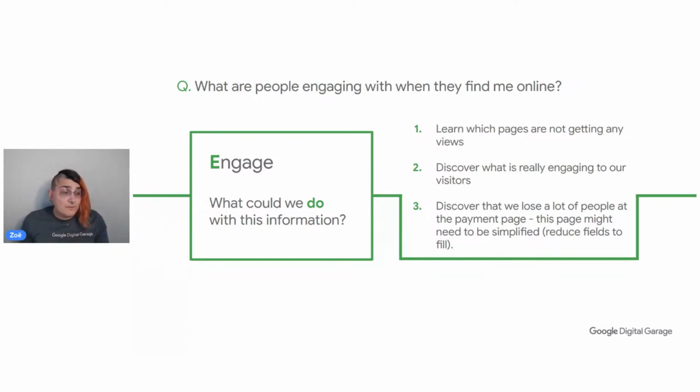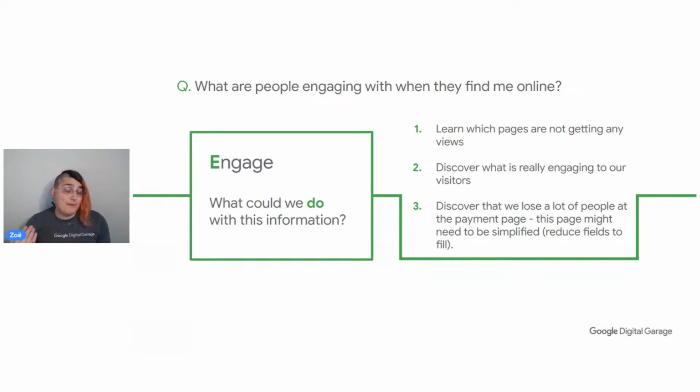And of course, we can look at the opposite. We can look at what is really engaging our visitors. We can look at which pages they spend loads of time on, which pages they visit over and over again. A really common one was we can realize that we lose a lot of people at specific pages.